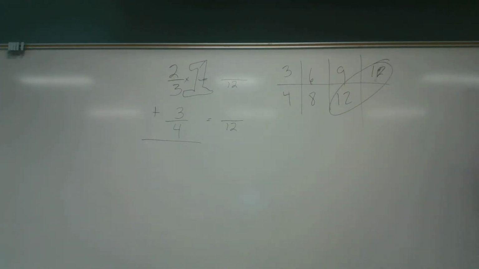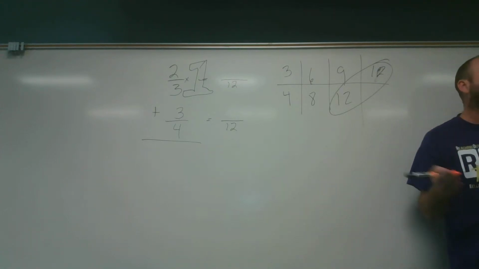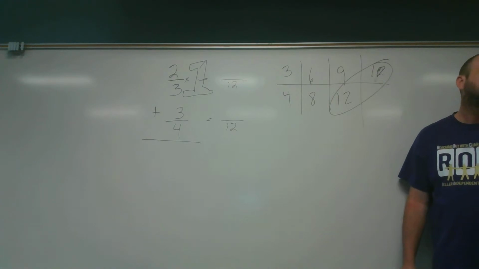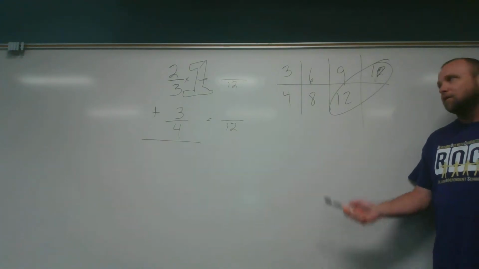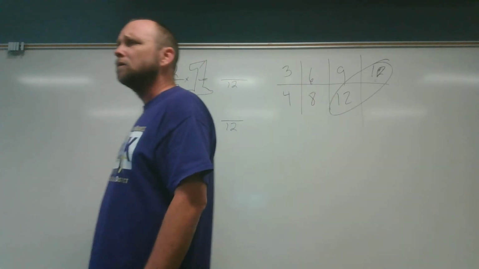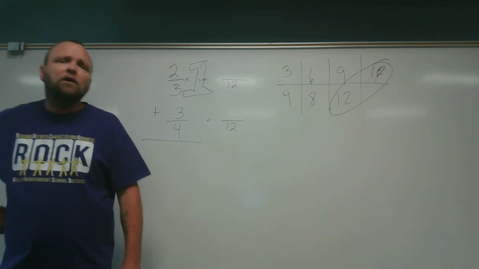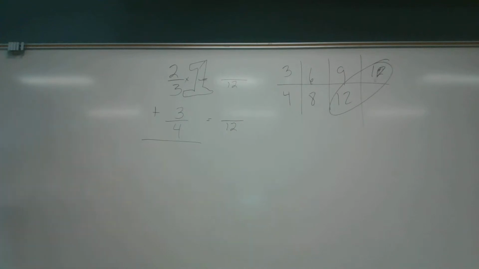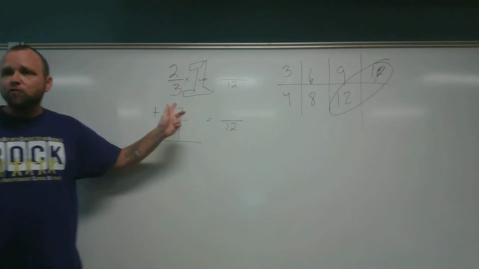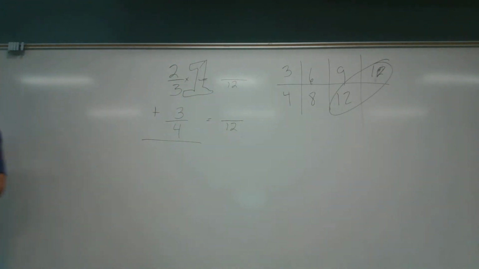Sanaya, what do all those fractions have in common? They equal a whole. They equal 1 whole. How can we tell? Because it's the same number on the top as the bottom. Good. The same numerator as denominator. If you're multiplying something by 1, you do not change the value. So now I need a fraction that equals 1 that's going to give me a denominator of 12.